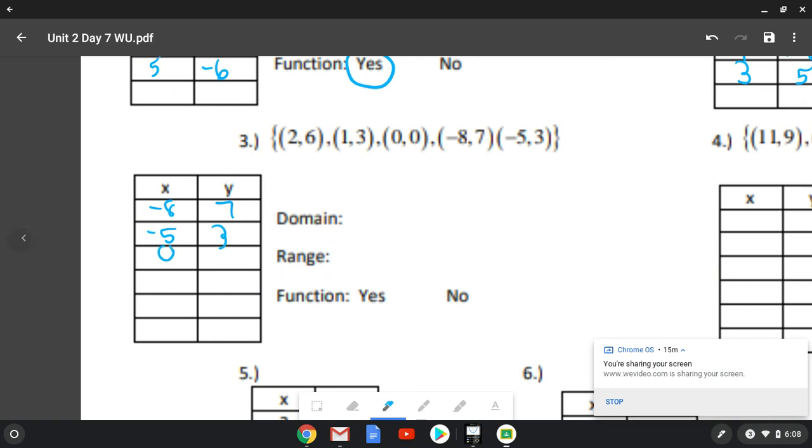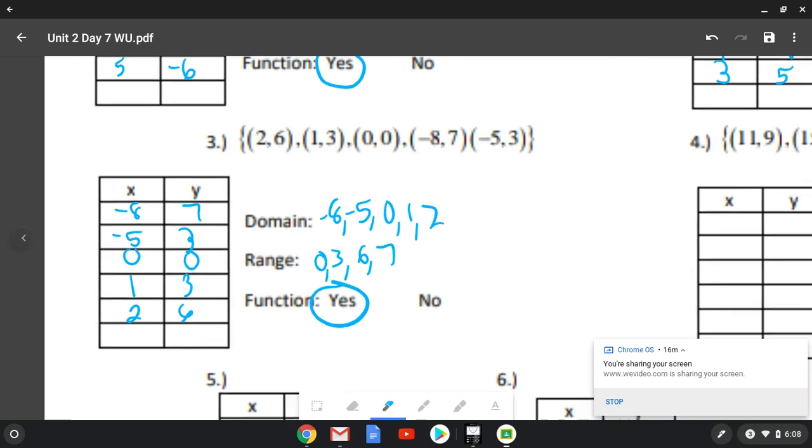3, 0, 0, 1, 3, 2, 6. My domain is -8, -5, 0, 1, 2. And then my range is 0, 3. 3 shows up twice. I'm only going to write it once. 6 and 7. Are there any repeaters? Nope. So the answer is going to be yes, it is a function because all of your x values only show up one time. So that should be the answers you got when you paused.